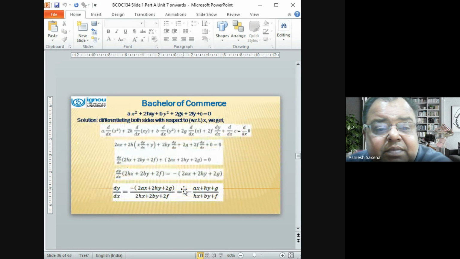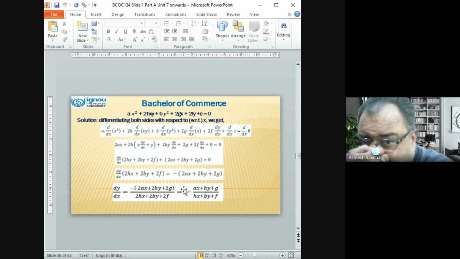Now see, something very unusual. This is a relation ax squared plus 2hxy plus dy squared plus 2gx plus 2fy plus c equal to 0. We have to differentiate it. Nothing to do with it, nothing.